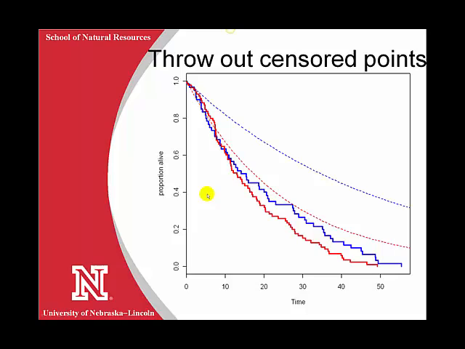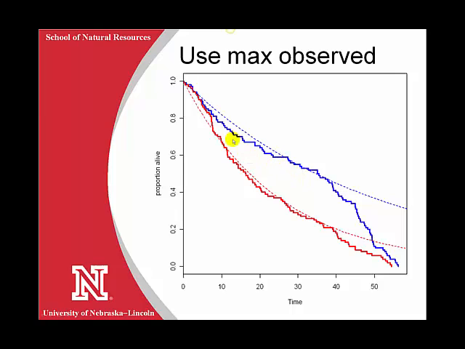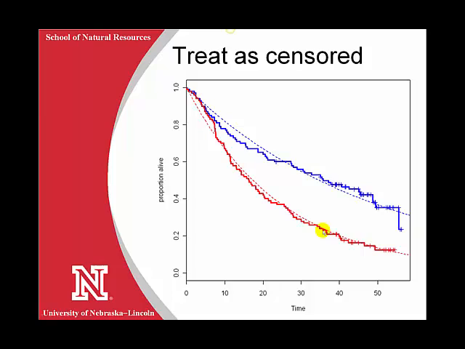And if we do some model fitting, which we'll come back to later in terms of how to do this, throwing out the censored points gives us curves that are too high. We underestimate the rate at which events are occurring. If we use the maximum observed, we do better, but again, as we reach the end, we start to overestimate the rates at which events are occurring. And finally, if we treat them as censored, then in fact we can get an unbiased estimate across the entire range of the data.